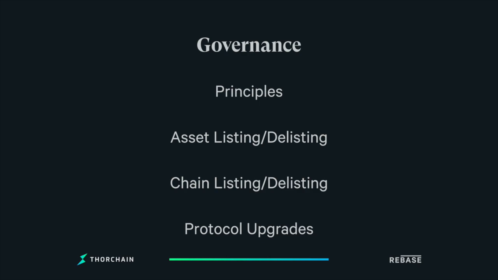So you might wonder how it is decided that assets get listed and delisted, and the same for chains. How is it decided that chains get listed and delisted? Also protocol upgrades, how does that mechanism work in this situation where there's very little formal governance? So in terms of asset listing and delisting, the main form of governance is done when users signal to the network which assets they want to have available on the network. And to do that, they make a staking transaction into the network.